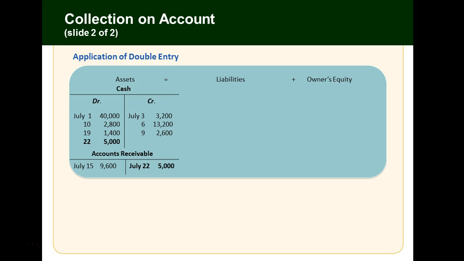But assets still equal liabilities plus owner's equity because our assets are just being changed here, right? Our assets, cash, goes up 5,000. Another asset account, accounts receivable, goes down. But it doesn't change the overall equation, does it?